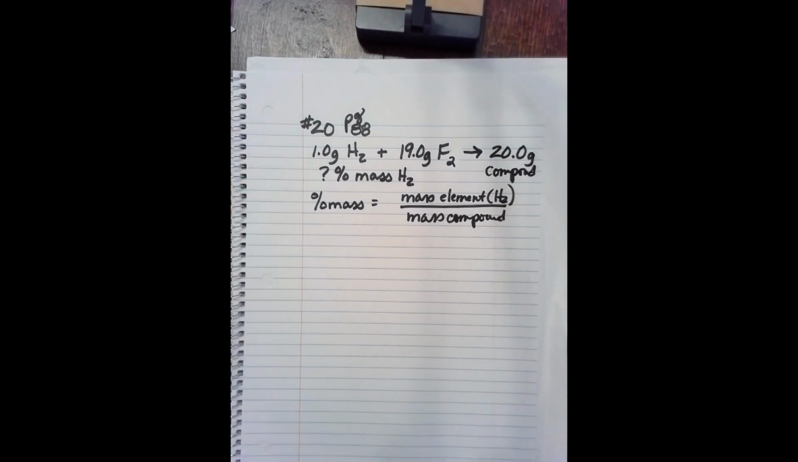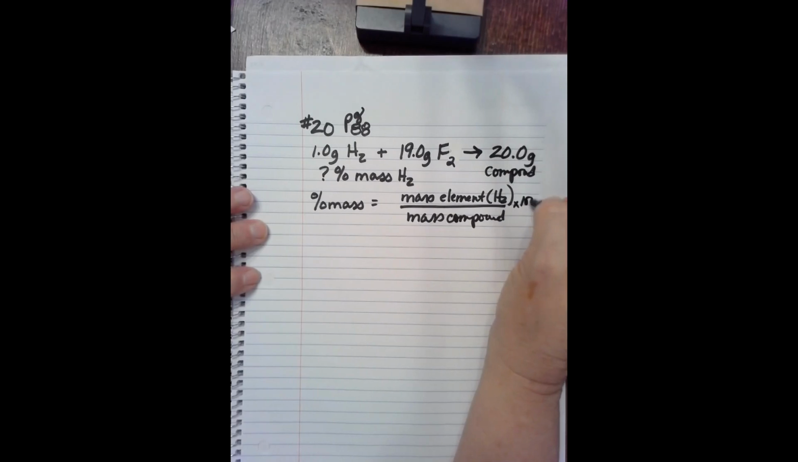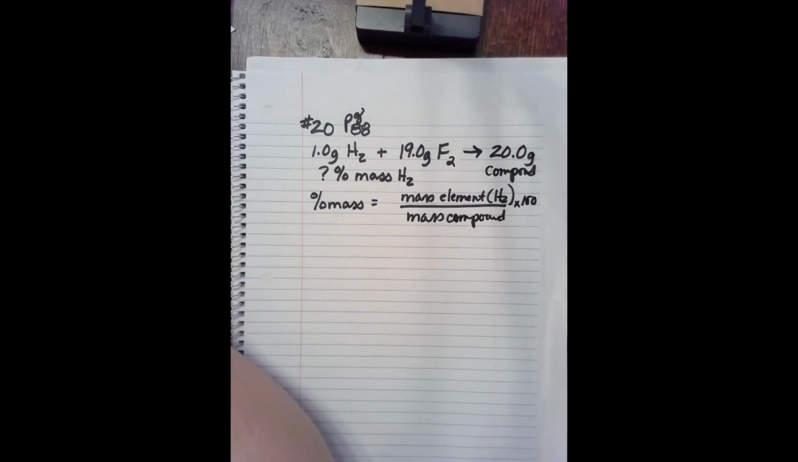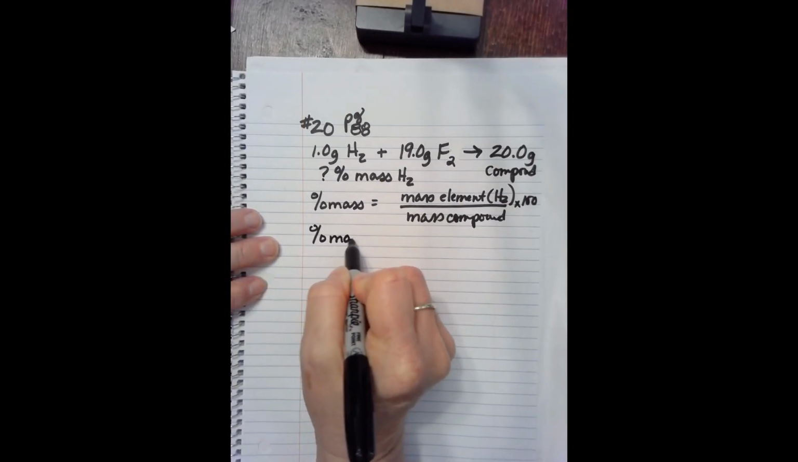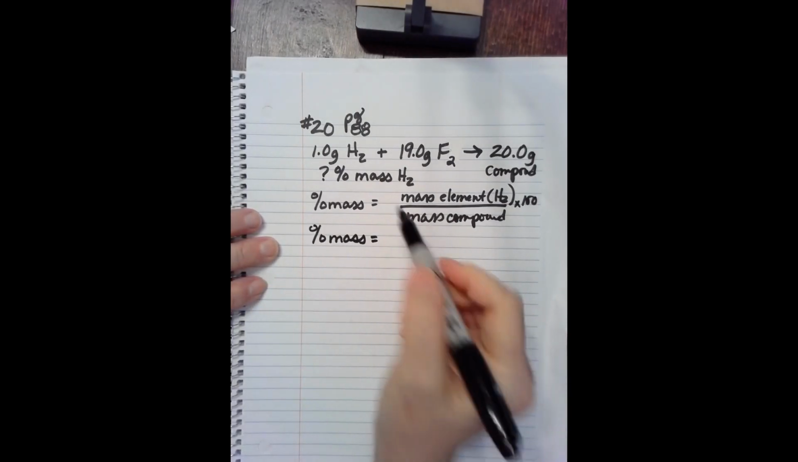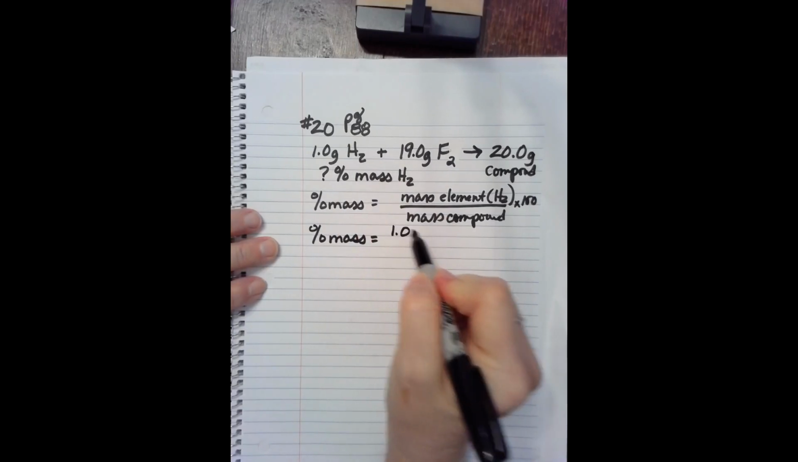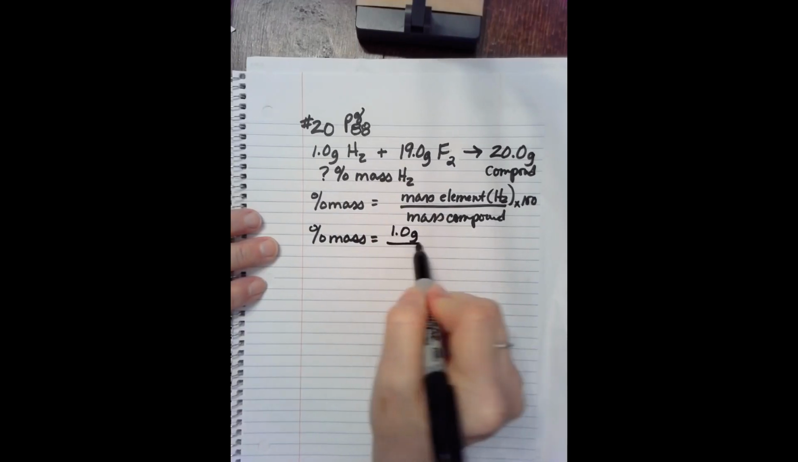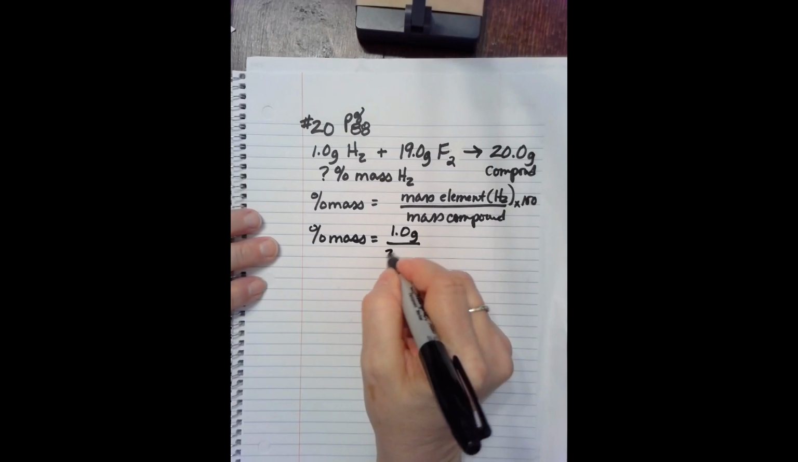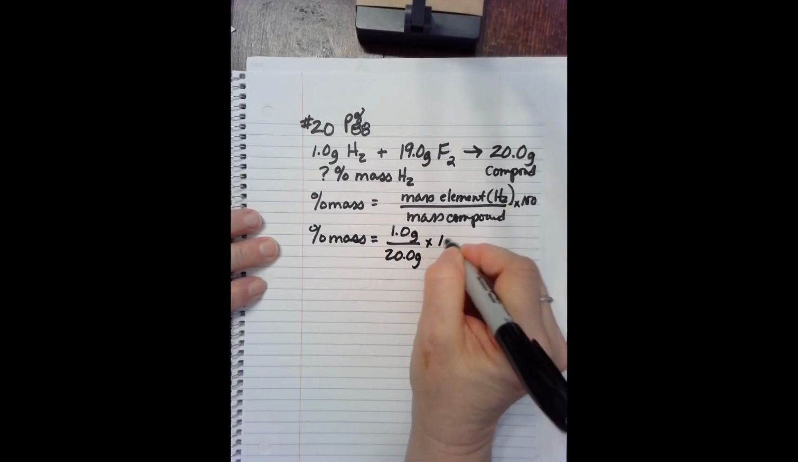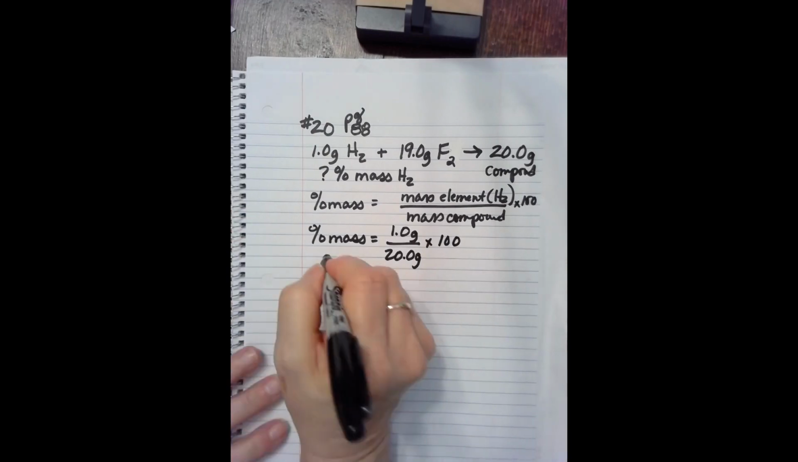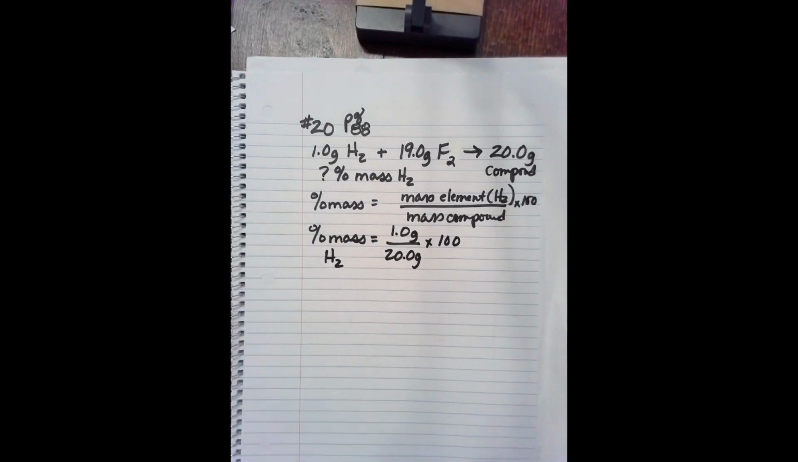So you see I had to do law of mass conservation before I could, and then I've got to say times 100. I left that out. Sorry about that. Because we're doing percent, we always have to have the times 100. So here we go. We're going to do our math here for the percent mass equals 1 gram divided by 20 grams times 100 to give me percent mass of the hydrogen.